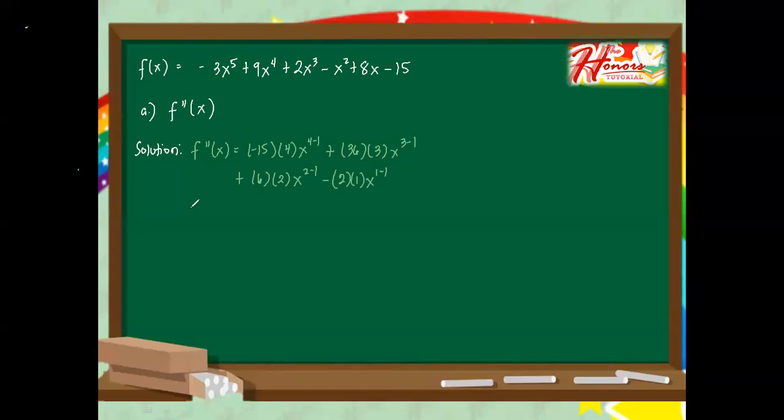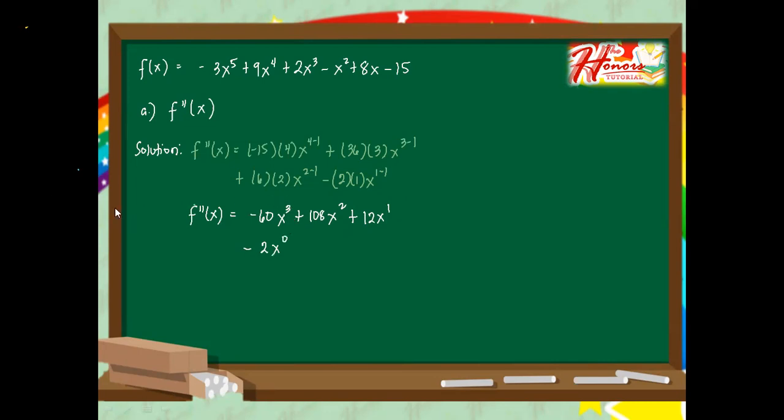Let's continue. Let's solve. So second derivative is equal to negative 15 times 4, that's negative 60. X raised to 4 minus 1, that's 3, plus 36 times 3, so that is equal to 108. So we have here 108. X raised to 3 minus 1, that's 2, plus 6 times 2, that's 12. X raised to 2 minus 1, that's 1, minus 2 times 1, that's 2. X raised to 1 minus 1, that's 0.